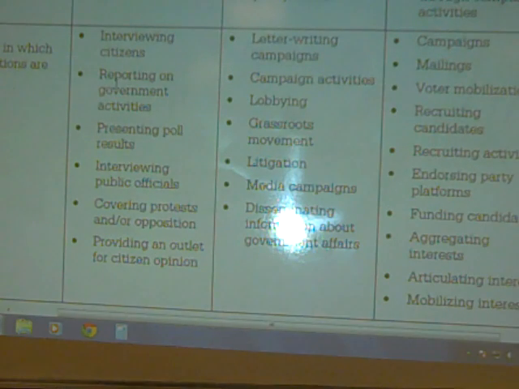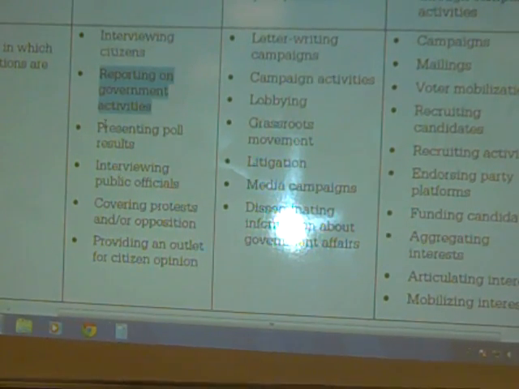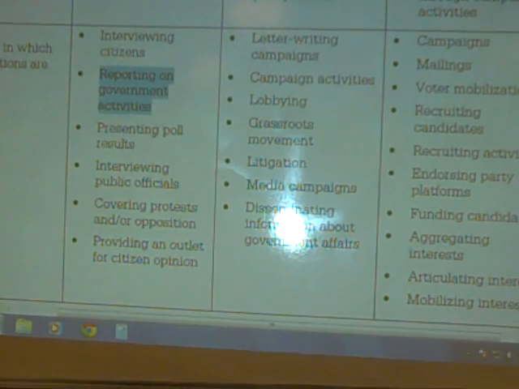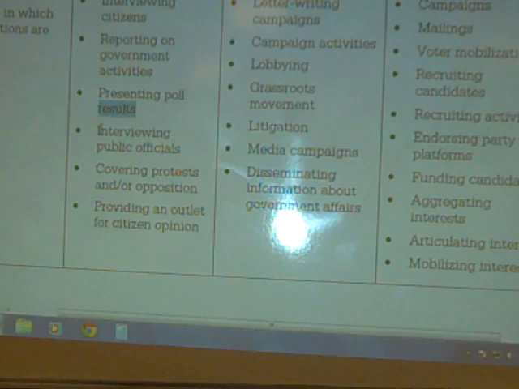People got really specific on their answers, so they said, I guess we have to allow interviewing citizens, reporting on government activities. Even though those seem so obvious, of course the media connects us to the government by telling us the results of polls. So it counts. Of course the media connects us to government by interviewing public officials or covering protests.